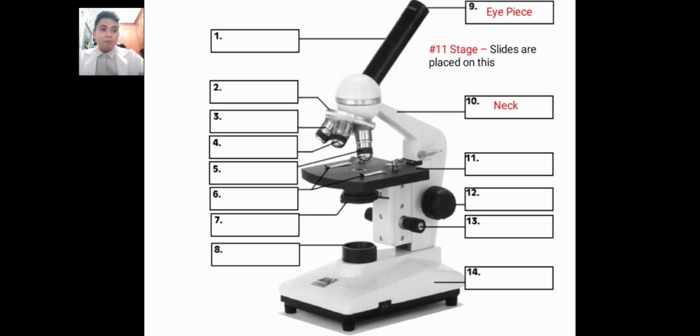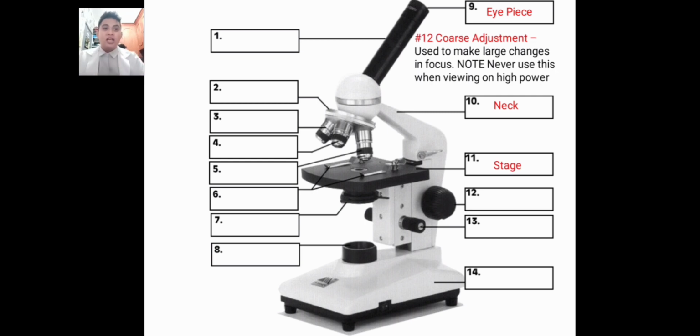And the next part of the microscope is the coarse adjustment, which nasabi ko po kanina, and this is used to make large changes in focus. Note, never use this when viewing on high power. Yan po yung use ng coarse adjustment.